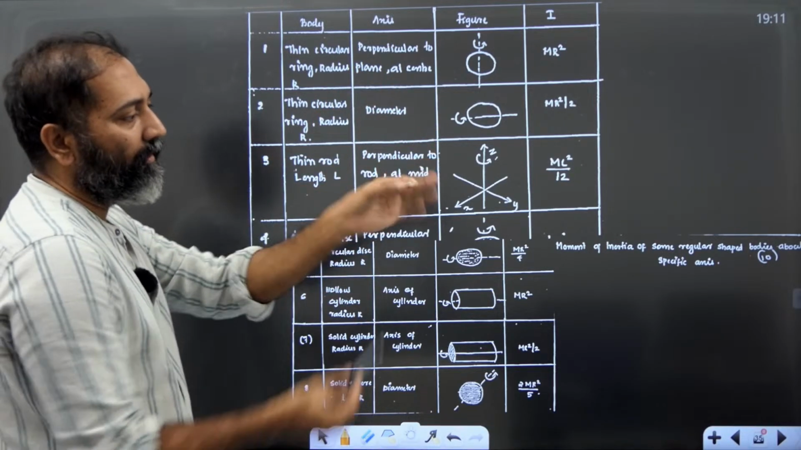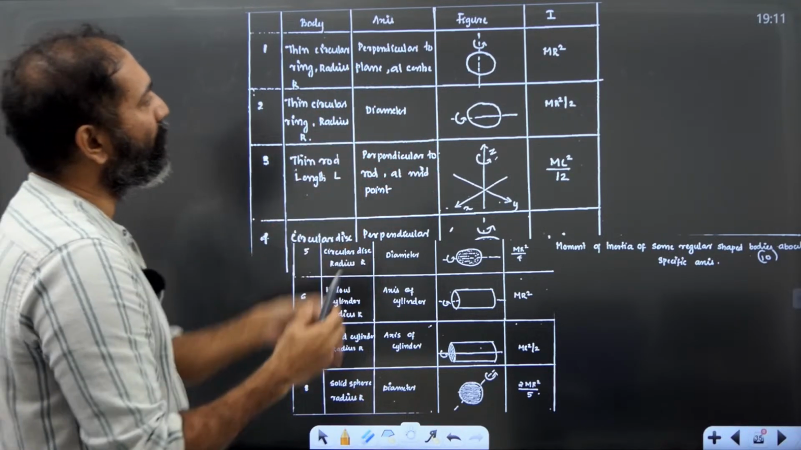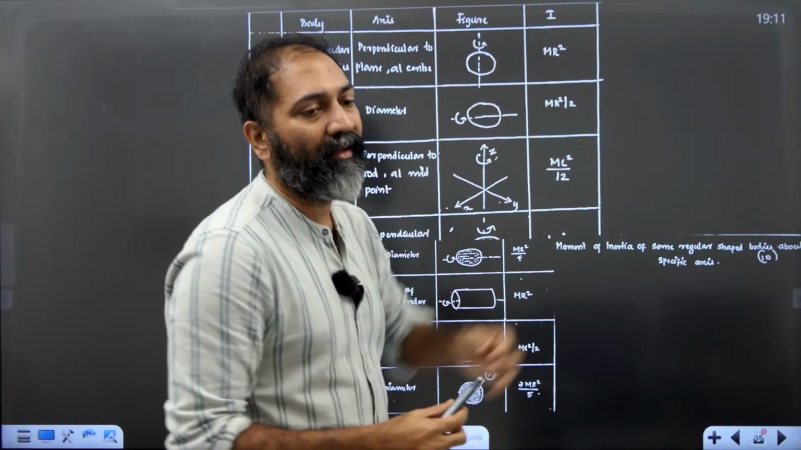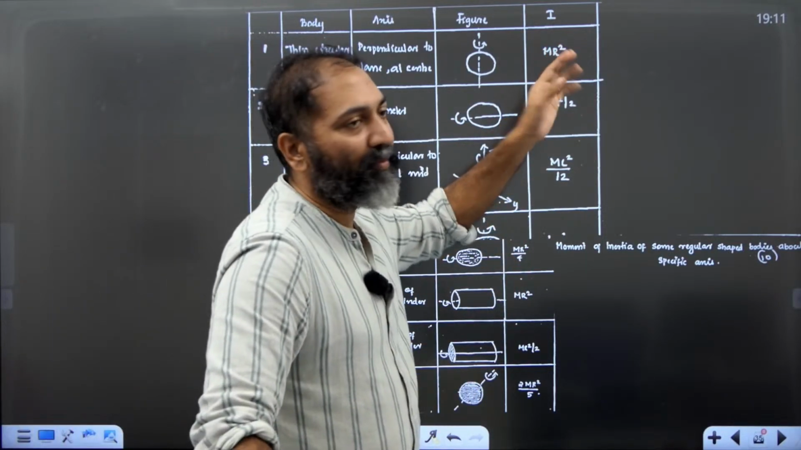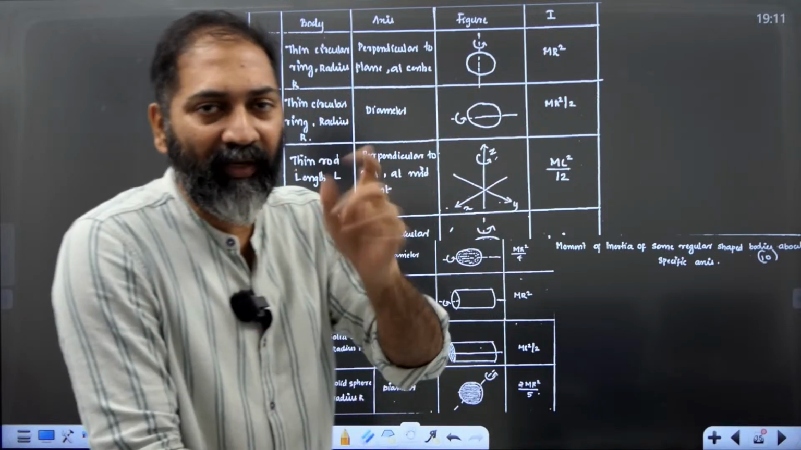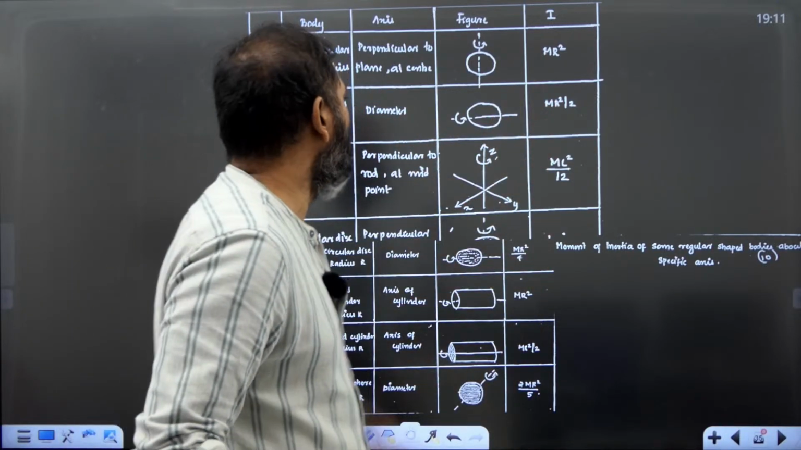This is the ring. Axis perpendicular to the plane. What is the moment of inertia? MR square. How we are getting this moment of inertia is not required. Simply by heart, its moment of inertia is MR square.